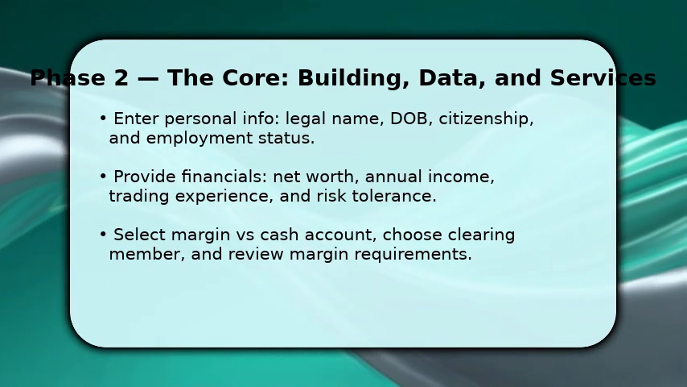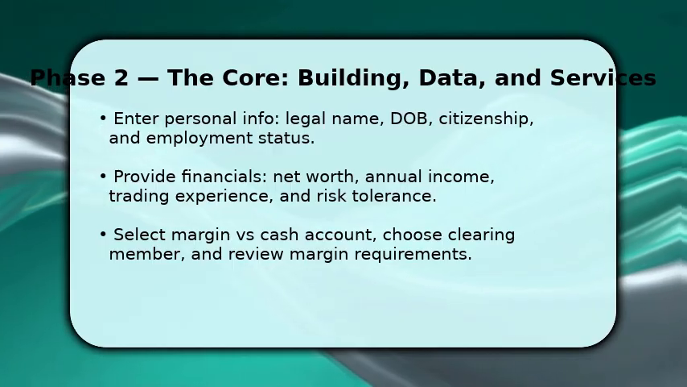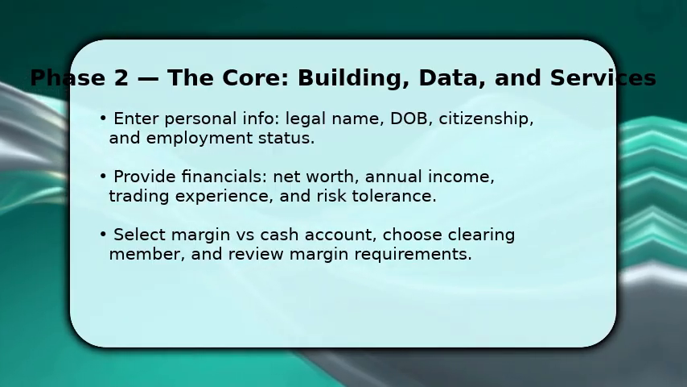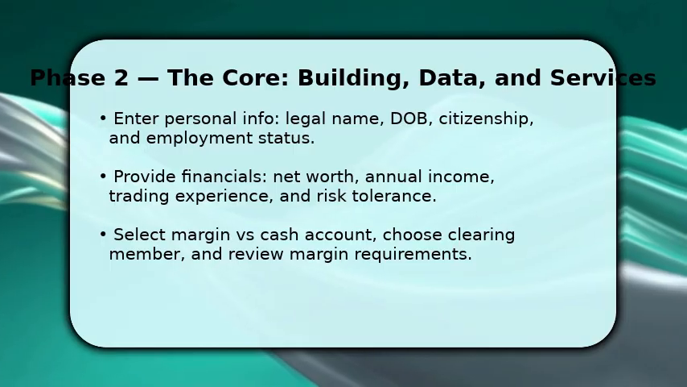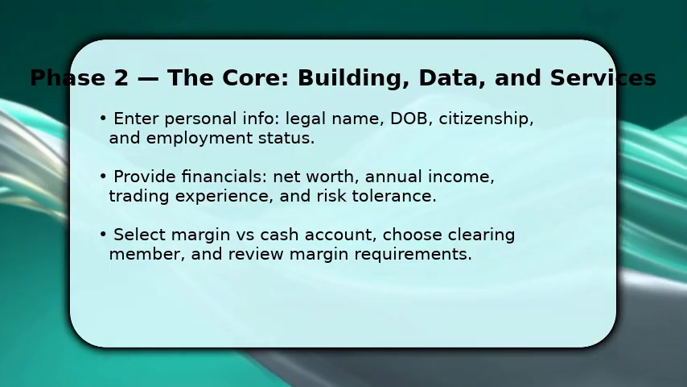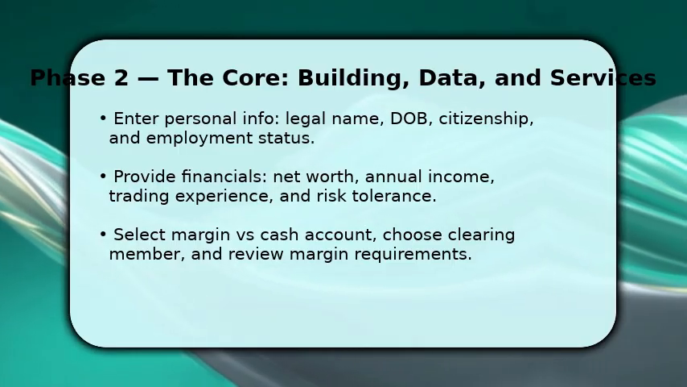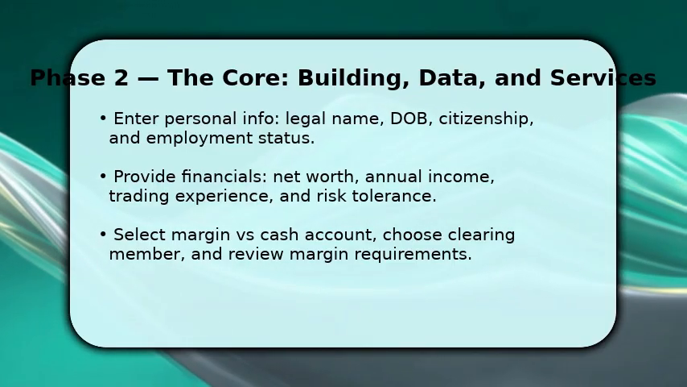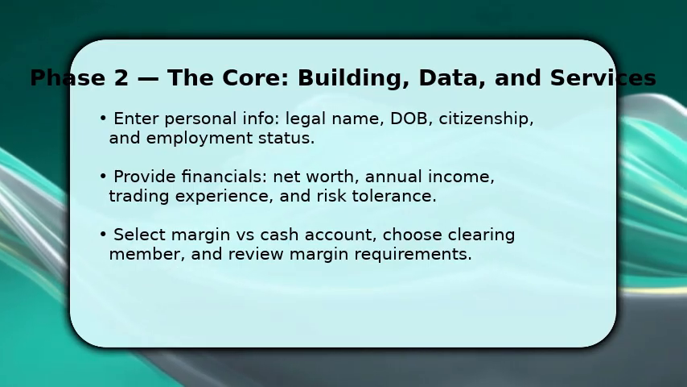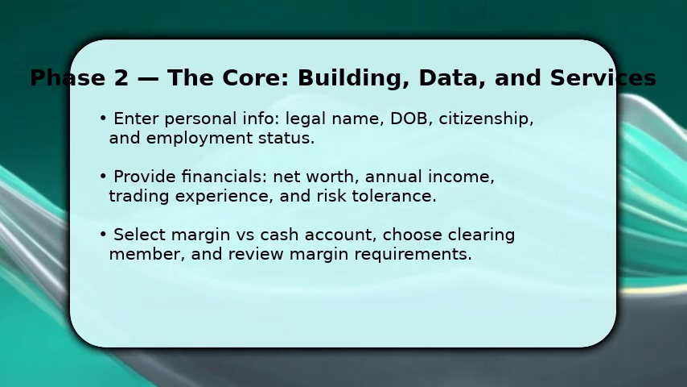Input legal name, date of birth, citizenship, and employment data so compliance checks pass. Then supply financial details, net worth, annual income, trading experience, and risk tolerance, because these determine approval levels and product access. Make sure to select cash versus margin account. Margin choices require extra agreements and minimums.